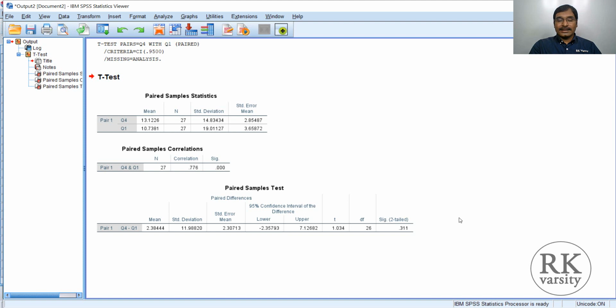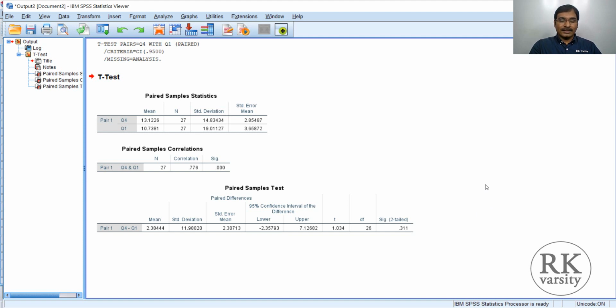So we retain the null hypothesis, indicating that there is no significant difference in the average net profit margins of these selected companies in the first quarter and the fourth quarter. That means the mean net profit margin of the first quarter and the mean net profit margin of the fourth quarter of these selected companies are the same. And similarly, the correlation is also statistically significant, in the sense that for both time periods the values are more or less the same. So this is how you need to frame the hypothesis.